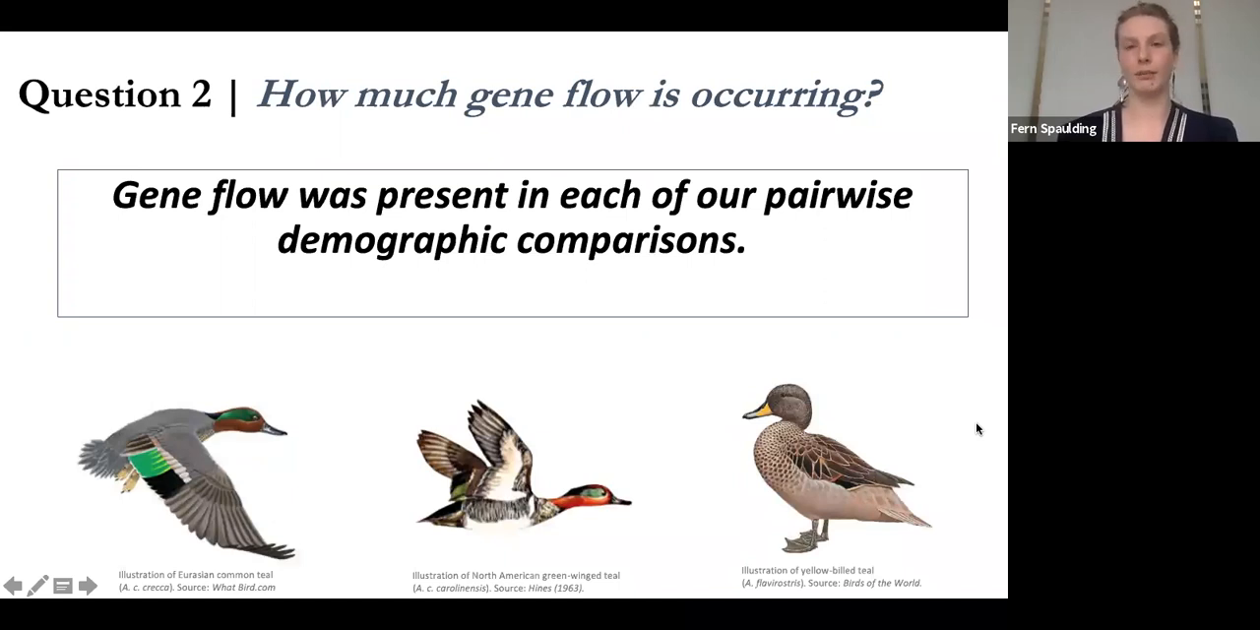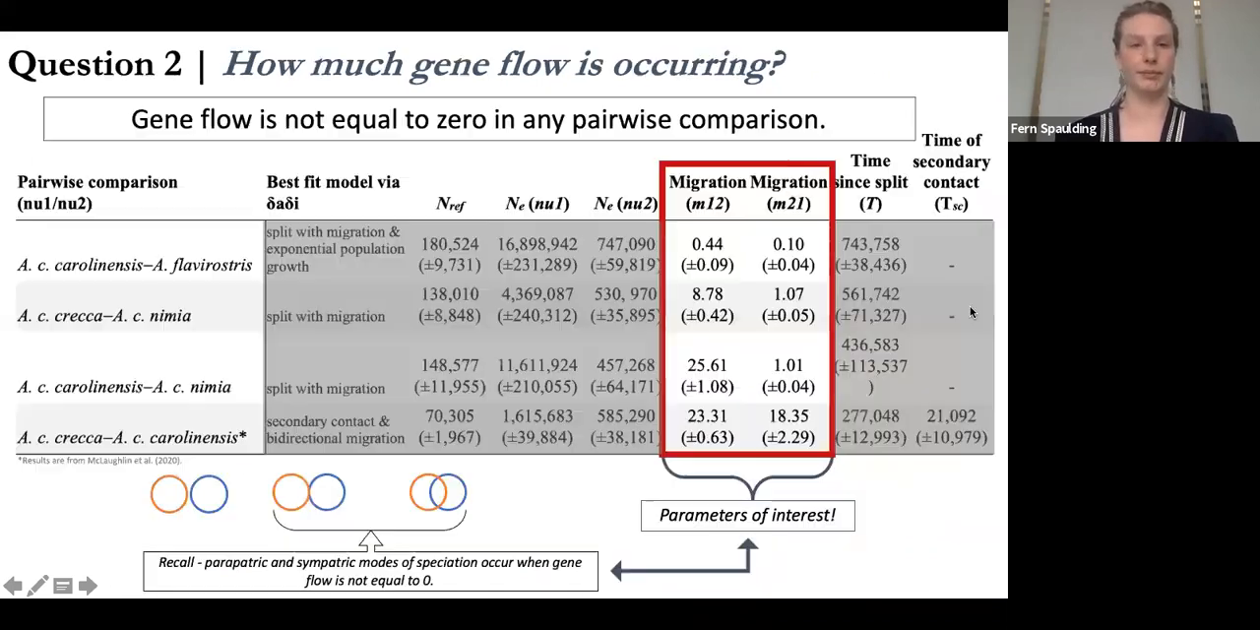So question 2: how much gene flow is occurring? Gene flow was present in each of our pairwise demographic comparisons. Looking at this table again, we are interested in migration, which is our parameter of interest. Migration rates, or gene flow, are not equal to 0 in any of these pairwise comparisons, even though they are low in some contrasts. However, recall that parapatric and sympatric modes of speciation occur when gene flow is not equal to 0.